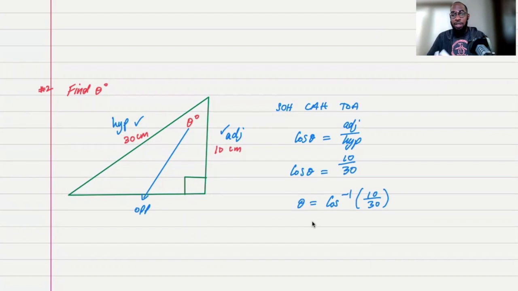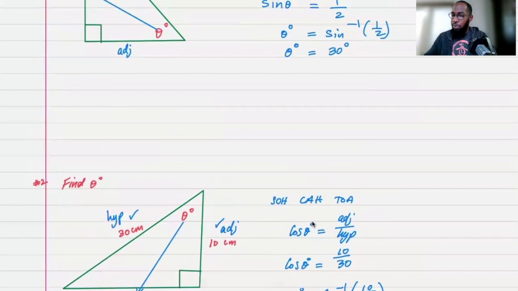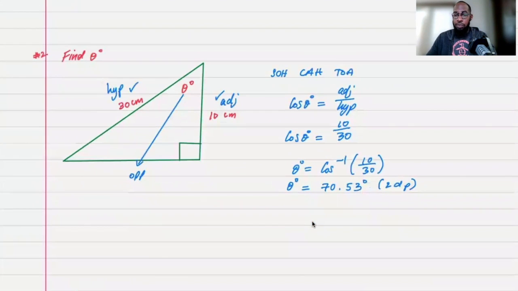You put this in your calculator, cos inverse, and let me just make sure I put my degrees, right? You will get 70.53, to 2 decimal places, 70.53 degrees. All right, make sure I put the degrees. Let me make sure I did that for number 1. All right, cool. So that's number 2.